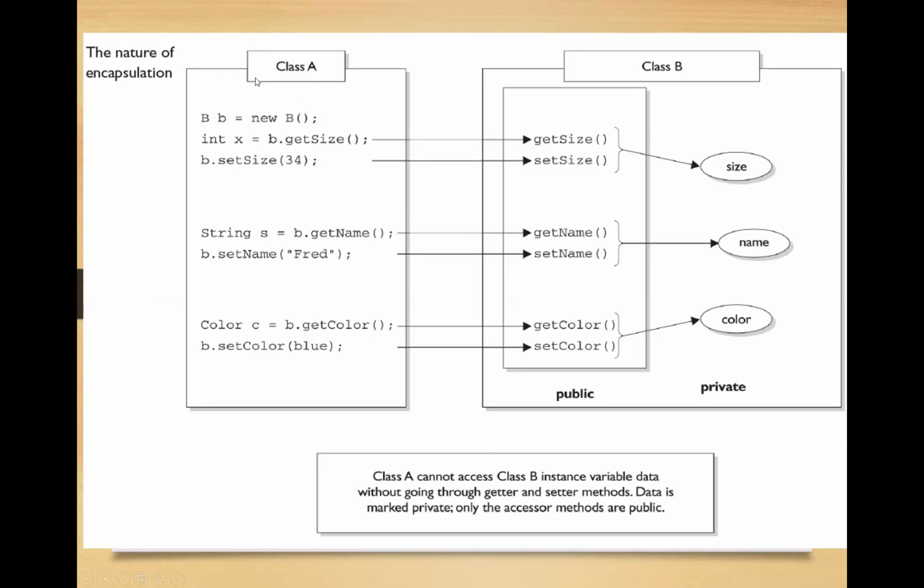For class A, if you want to allow class A to change the value, you're going to create a method called setSize. And if you want to read the size variable, you're going to declare a method called getSize, which are public. So in order to change the value, class A has to go through the setSize method. In order to read the value, it has to go through the getSize method. Now these are what you call getters and setters.